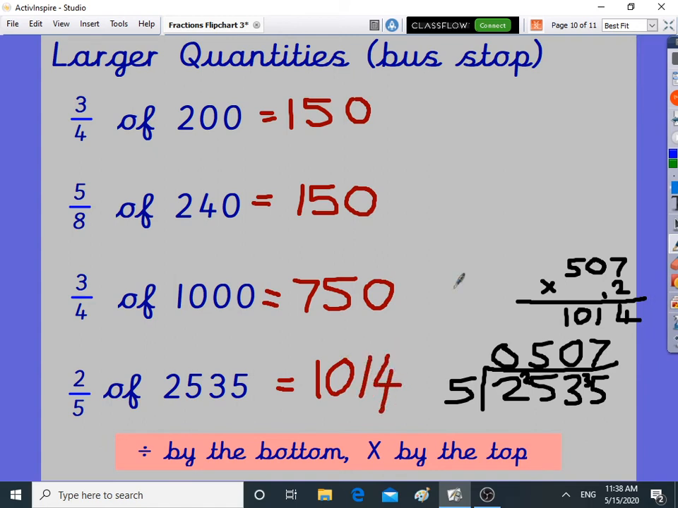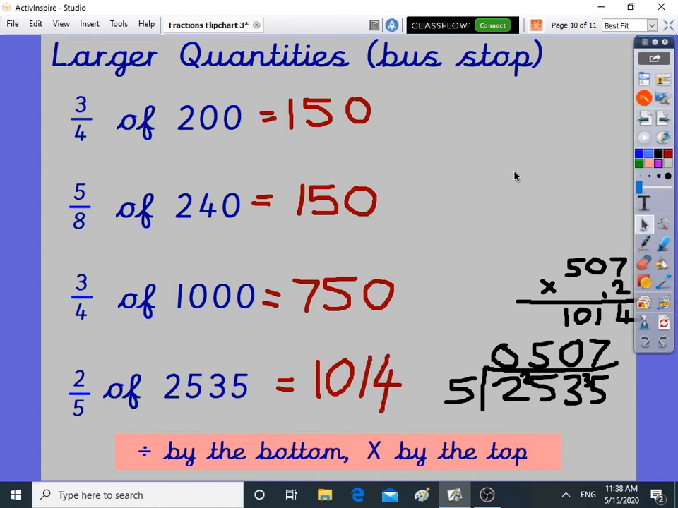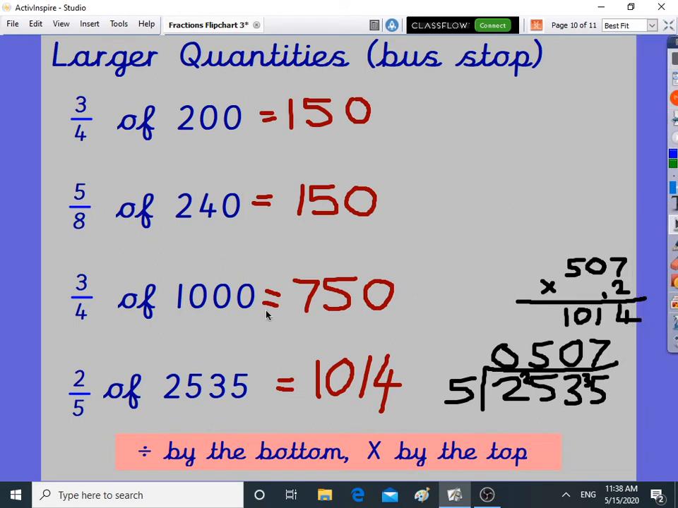1,014. Now I can't do that in my head. I doubt any of you can do that in your head. That's the kind of level some year 4s will be able to get to with fractions of a quantity.